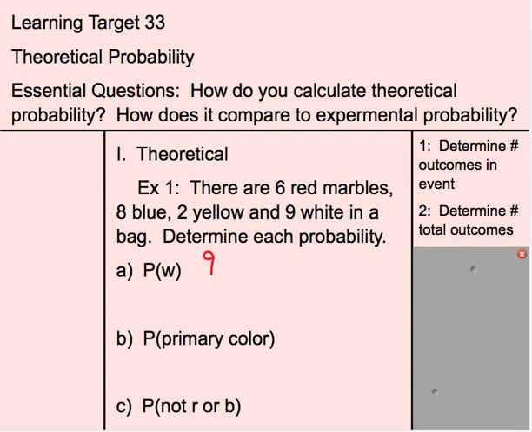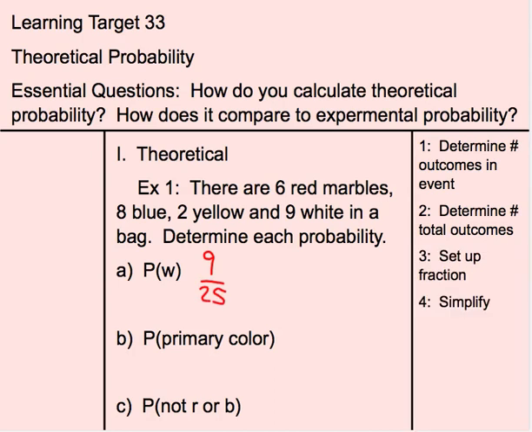Then we determine the total number of outcomes. In this case, how many marbles are in the bag? 8 plus 2 is 10, 6 plus 9 is 15, and 10 plus 15 is 25. So we set up our fraction, and we simplify if possible. In this case, 9 and 25 don't have any common factors, so that's our probability. Typically, leave your probability as a fraction unless I specifically ask for it in another form.